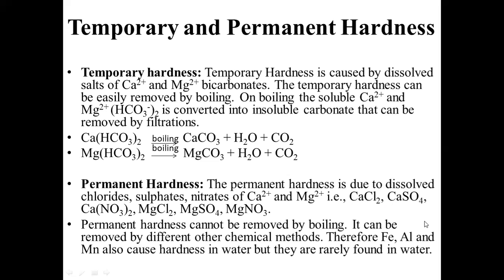Now permanent hardness. What is meant by permanent hardness? Permanent hardness is due to dissolved chlorides, sulfates and nitrates of calcium and magnesium. That is CaCl2, CaSO4, Ca(NO3)2, MgCl2, MgSO4, Mg(NO3)2. These are all the salts that are responsible for permanent hardness.